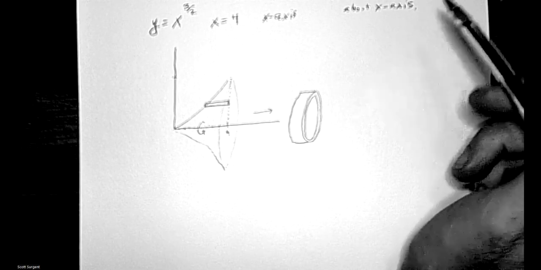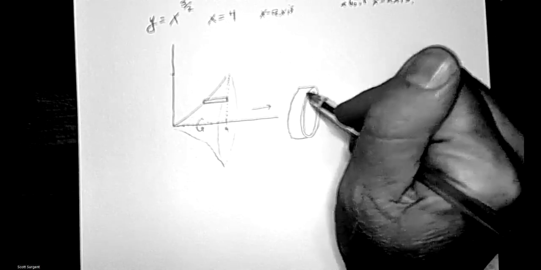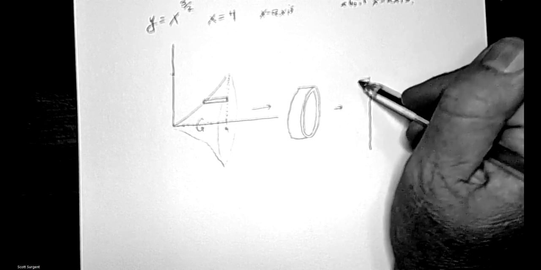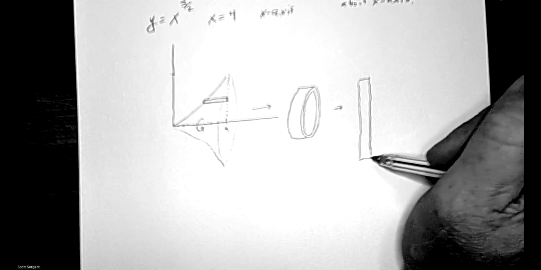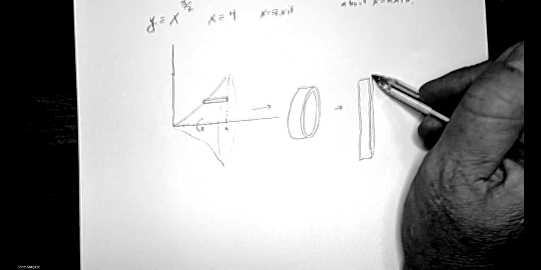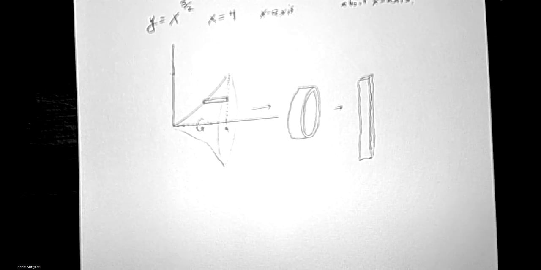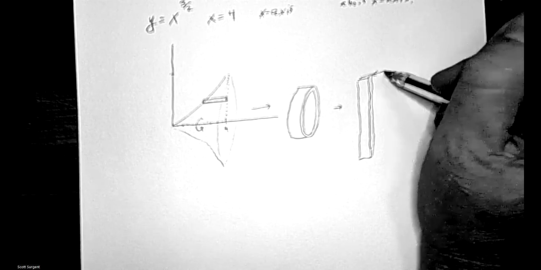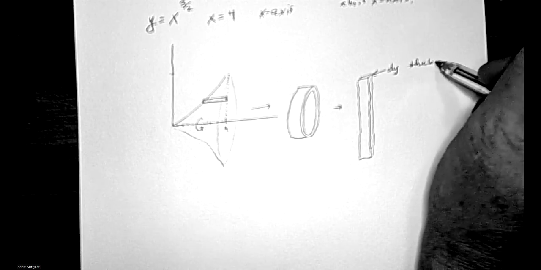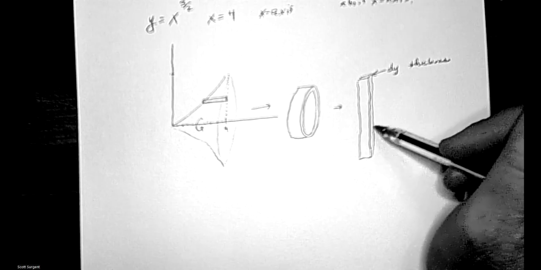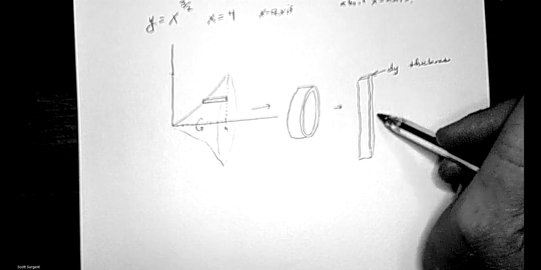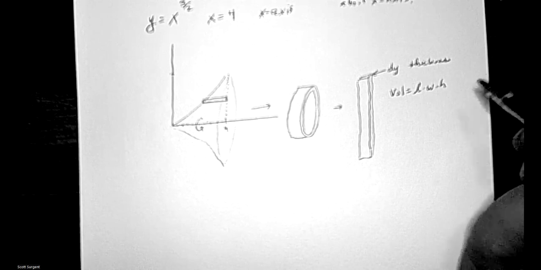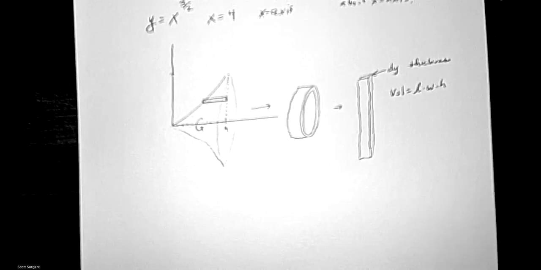Mhm. And so now if I lay this thing flat, I get basically a really long rectangle. And it's going to have a little bit of thickness to it. Okay. And so the dy is actually going to be the thickness. So the volume of this is just simply the length, width, and height. And this is where the pi and the equations start coming in.